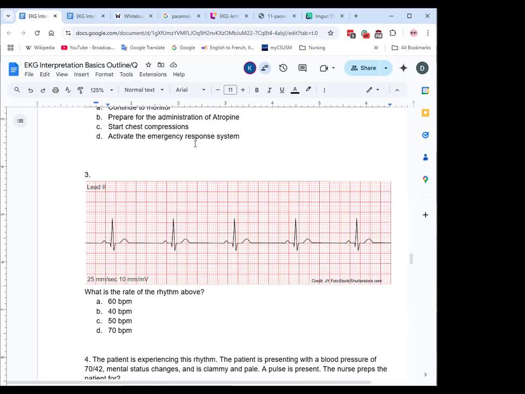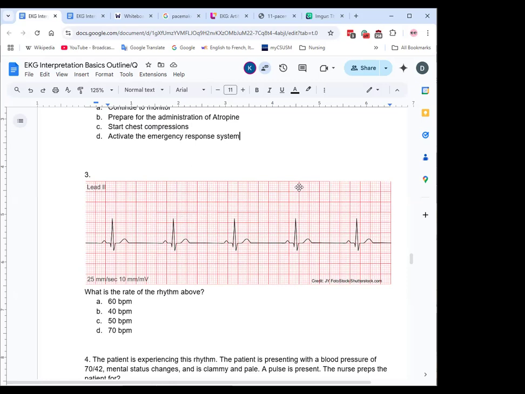But yeah, this one's pretty straight up, right? First and foremost, because if they're going to trick you, they're going to trick you, make sure this is a 6 second strip, so making sure we have 30 boxes. There are 30 boxes, don't count them. Then you can count the number of QRS complexes you see and multiply by 10. So I see 5. Multiply that by 10, you get 50.